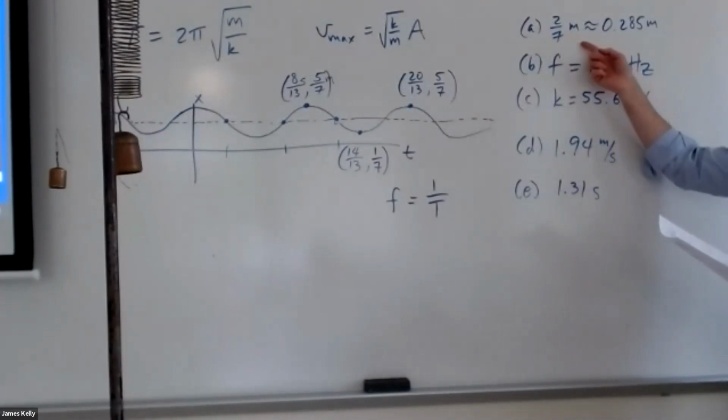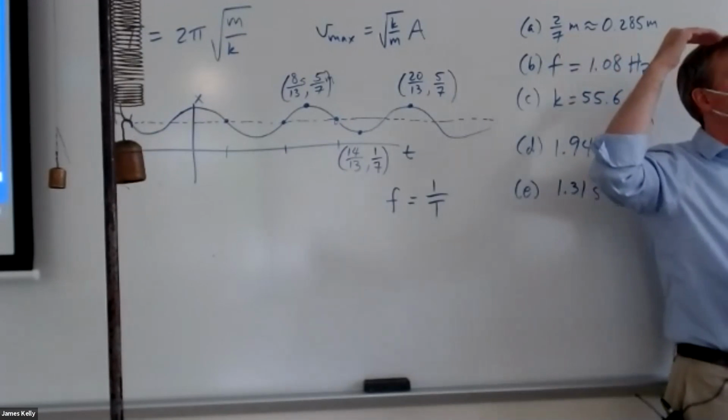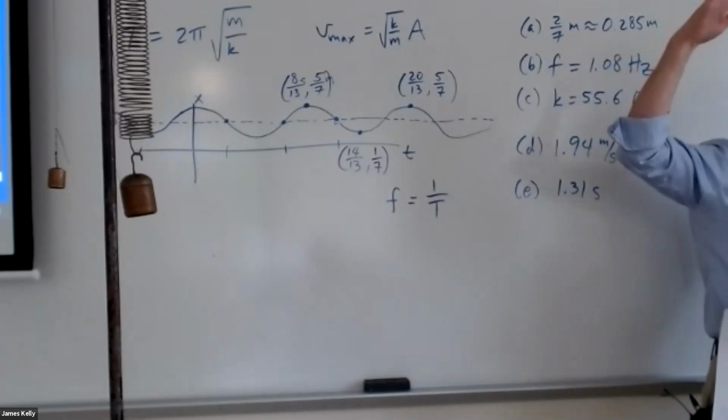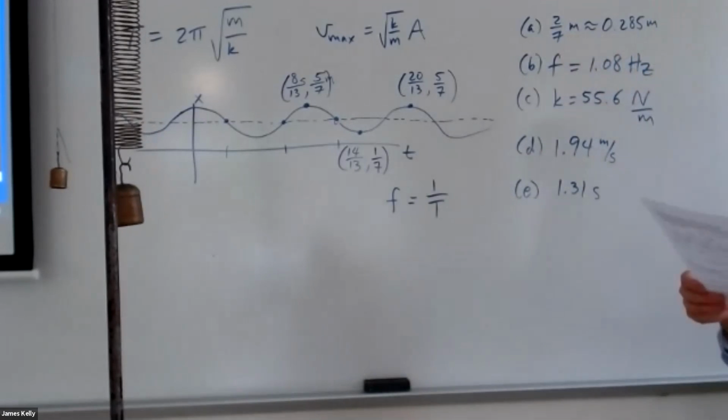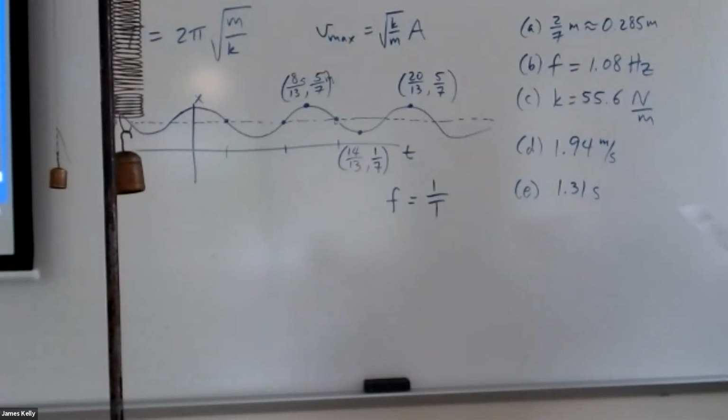The only other tempting answer is 4/7 of a meter, which is how far from the highest position to the lowest position. That's 2 amplitudes. The amplitude is the distance from the middle position where it's zooming past to either the highest or the lowest. So it's only 2/7 of a meter.